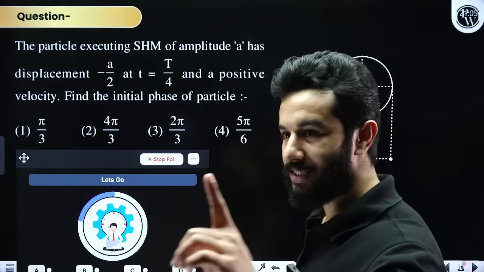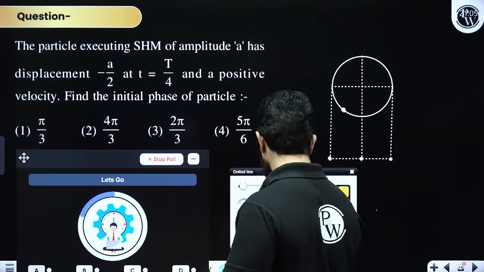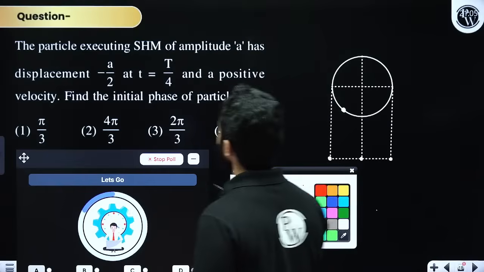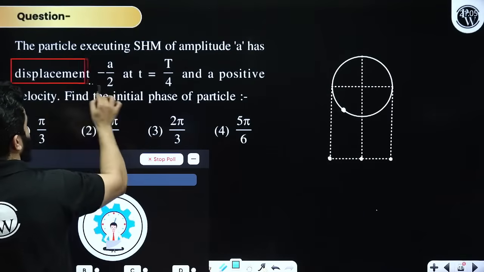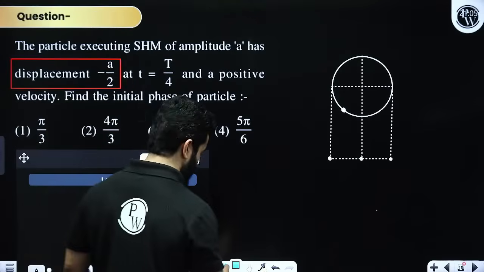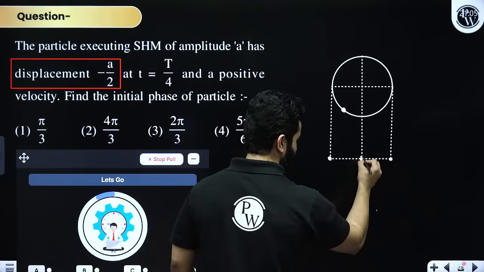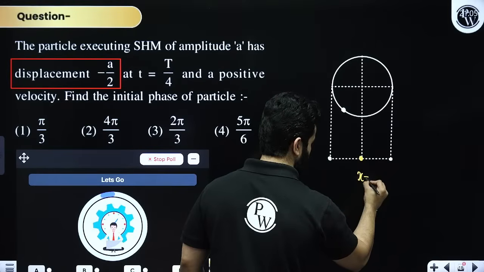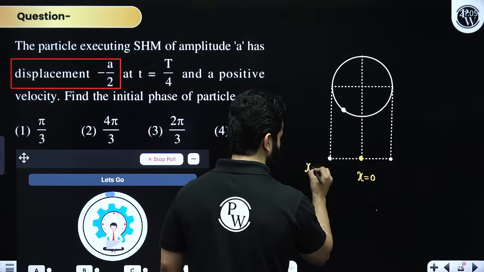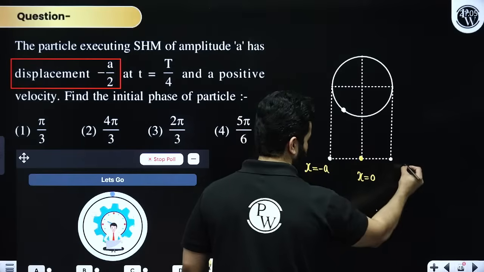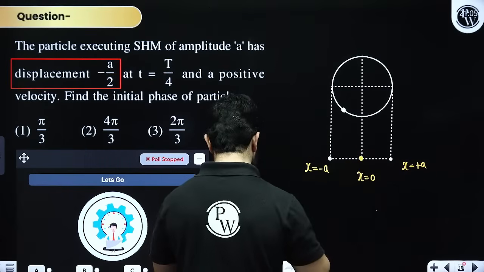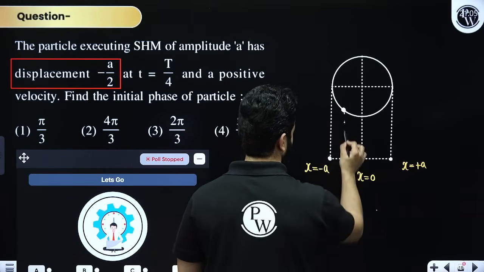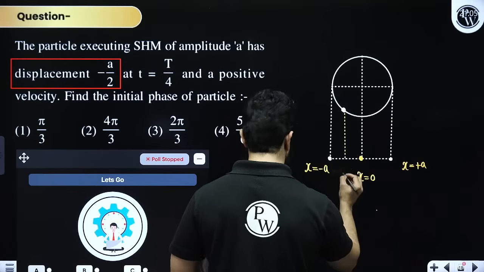Clear? Please understand. The important point here is that they are saying displacement is minus A by 2. So this is x equals 0. This is x equals minus A, the amplitude. This is x equals plus A. So minus A by 2 will be somewhere over here.